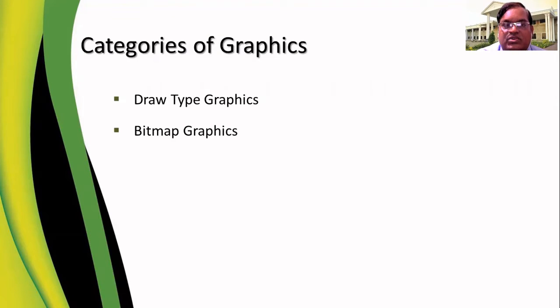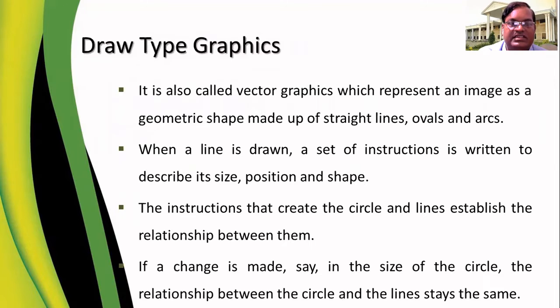In graphics, we have two types. One is draw type graphics. The second one is bitmap graphics. Now let us see one by one. The first one, draw type graphics, is also known as vector graphics. It represents an image as geometric shapes, which are made up of straight lines, ovals, and arcs. Means with the help of lines or different kinds of geometric shapes, we can create drawings. That type of graphic is called draw type graphic.